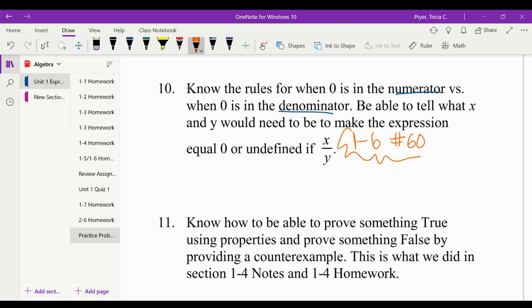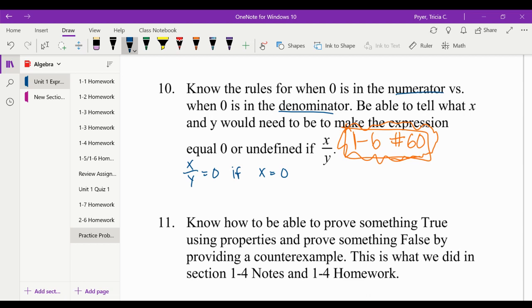And I looked at everybody's number 60 and commented about it. So this is really a good problem that you might want to look at to practice this. Maybe try it again and look at my answer key to check your work. Anyway, the gist of it is, if x is in the numerator, that's okay. x over y will equal 0 if x is equal to 0.